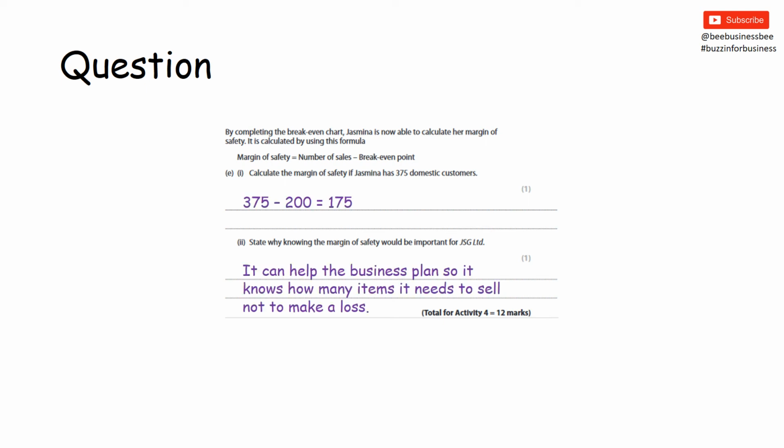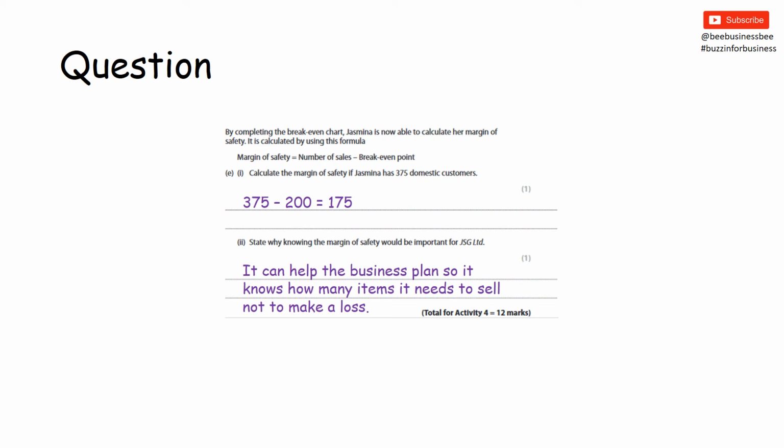So you should have done the first bit, which is dead simple. You know that she sells 375, that's what she's got, 375 customers. And you know the break-even point is 200. So 375 minus 200 means she has a margin of safety of 175 customers. What does that mean in simple terms? Well, that means that she has 175 customers in profit above her break-even point. She wants a bigger margin of safety if she can, because the further she is from her break-even point, the more money she's making, the more profit she's making.